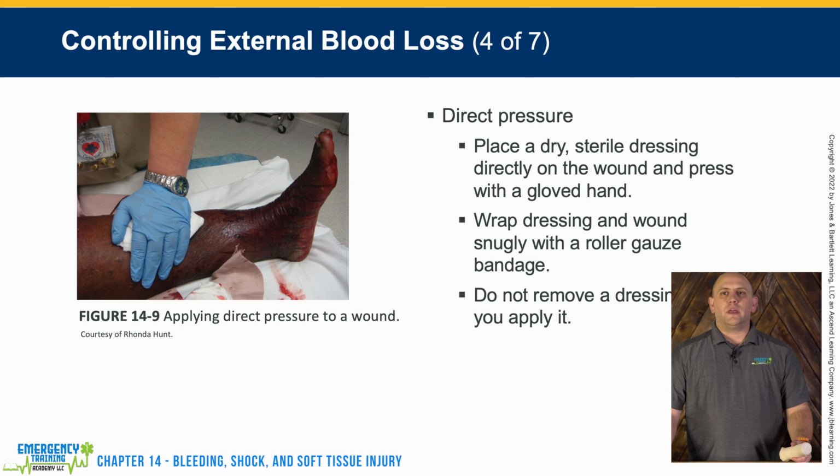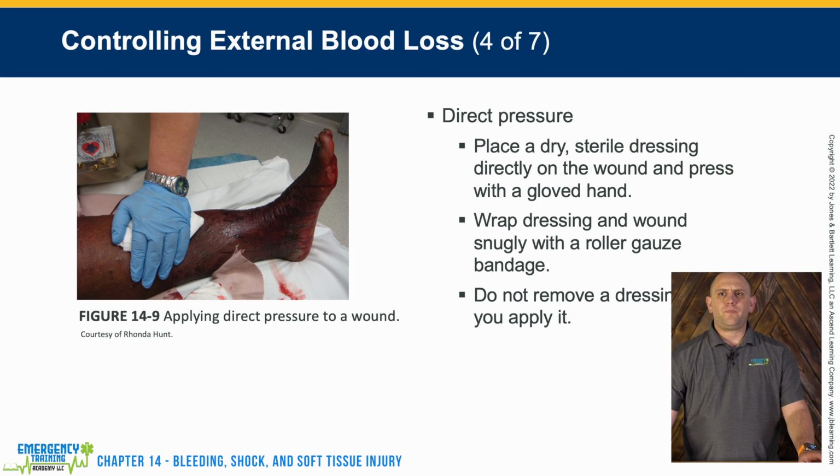Another thing that we can do for controlling external bleeding is going to be to elevate the wound. Once you've created that direct pressure, you can elevate it above the heart. That reduces the amount of pressure going up and will hopefully slow the blood flow to that extremity.